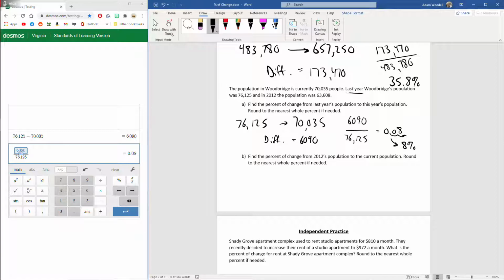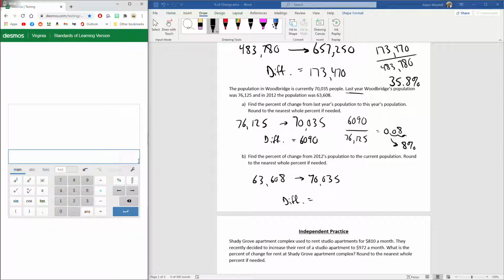And part B, find the percent of change from 2012's population to the current population. So I want to go from 63,608 all the way up to our current population of 70,035. So again, find the difference. Use the calculator, subtract, find a difference. Right away, I know it's going to be an increase. So if I take 70,035 and I subtract 63,608, I get a difference of 64.27.